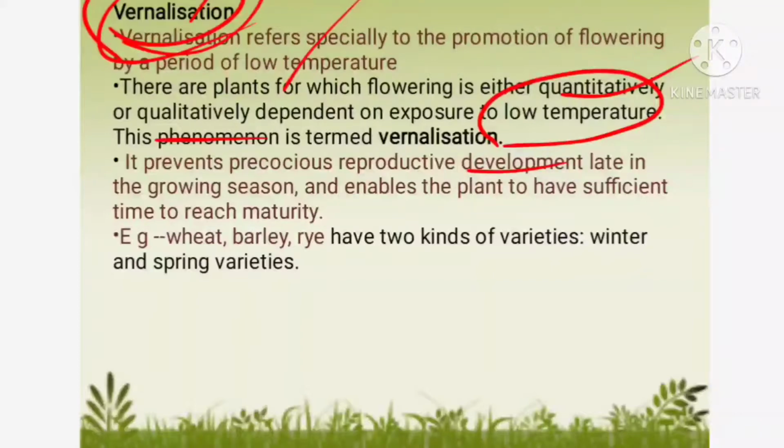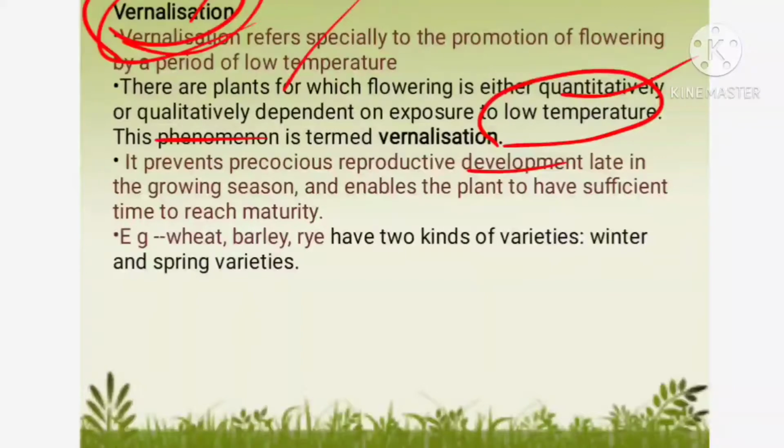Okay. So, it prevents precocious reproductive development, meaning what? In the beginning itself, before maturation, the plant becomes mature. Imagine, for example, the plant will mature only after 6 months, but all of a sudden it is maturing at 3 months. It's not that good in some sense. Sometimes it can be good also, but in some flowering plants it's not that good. So, in order to prevent that late in the growing season, we have to give them some low temperature. Only then the plant matures, and there will be good growth, qualitatively as well as quantitatively, and the flower will be good.